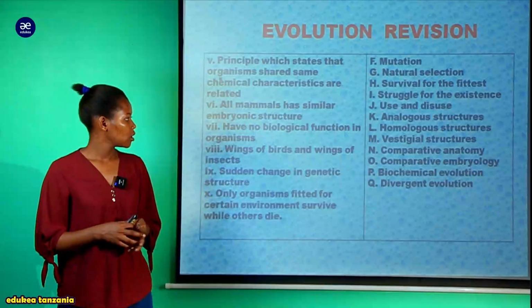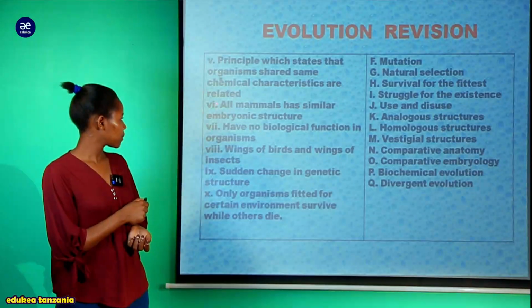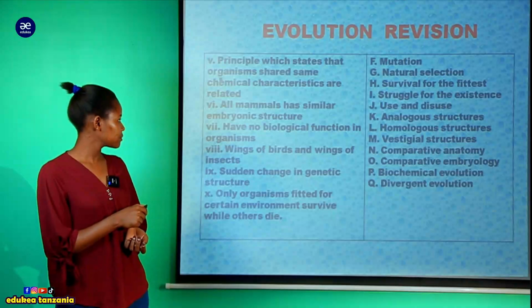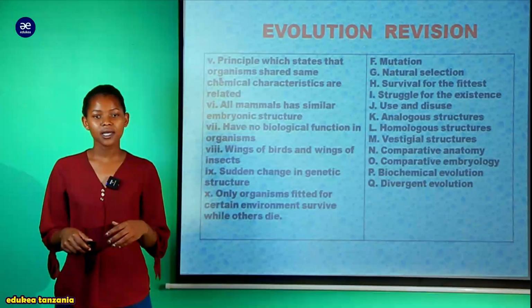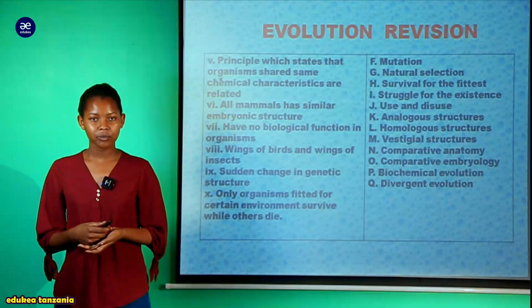And now we are going to look at the number 6. All mammals have similar embryonic structure. What evidence states that is all about comparative embryology.